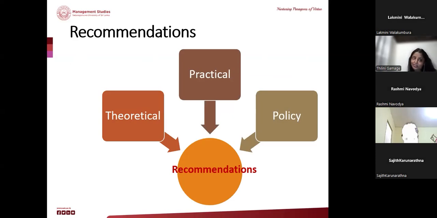That's very important. And having said that, we were talking about three types of recommendations, which include theoretical recommendations, practical recommendations, and policy recommendations. There is another type of recommendation which I will quickly speak to you about, which is methodological recommendation.